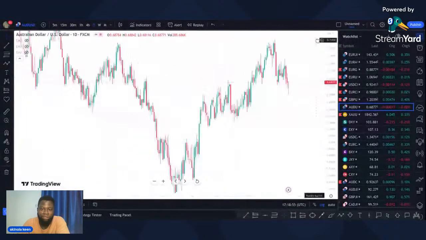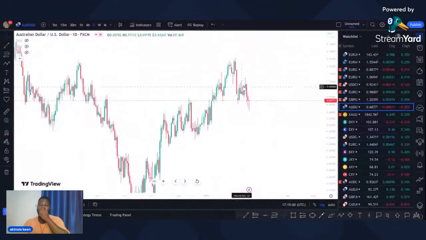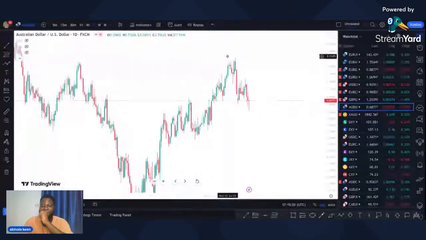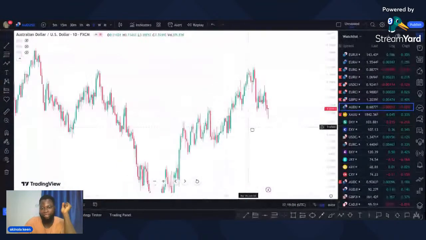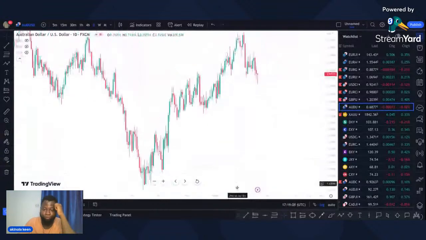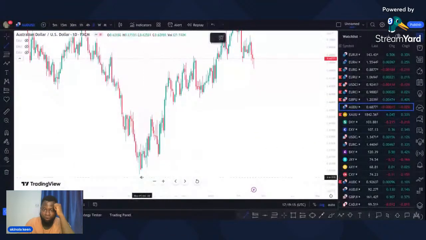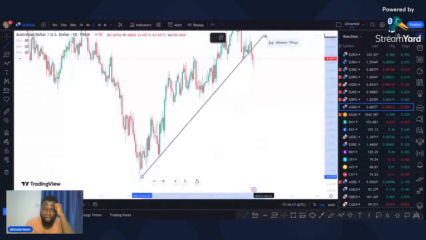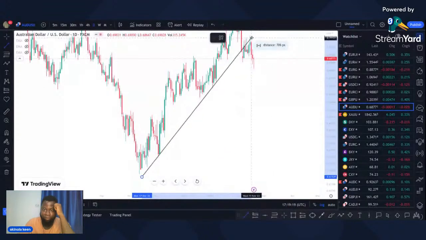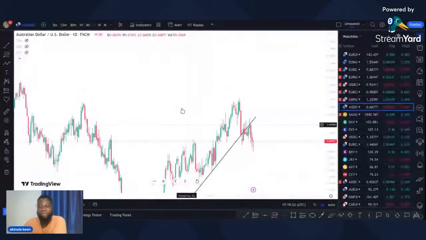Okay, guys, this is a higher time frame. You can see something like a head and shoulders pattern at the end of this trend on the daily time frame. Normally, I don't really rely on patterns. It depends on how and when they appear.